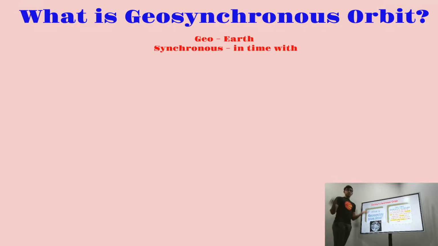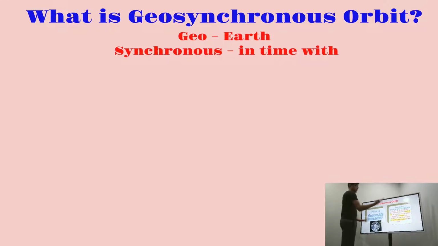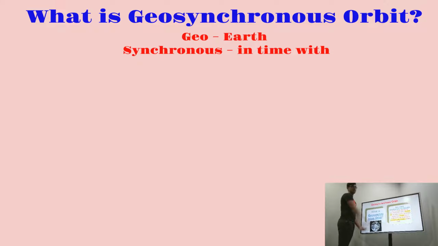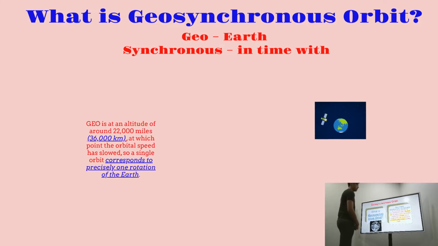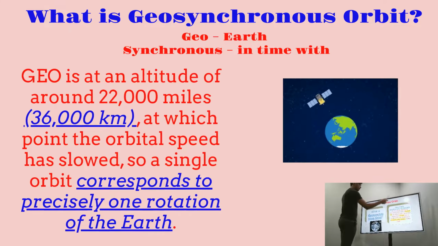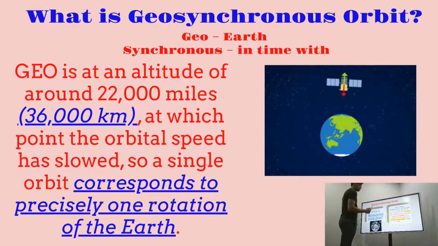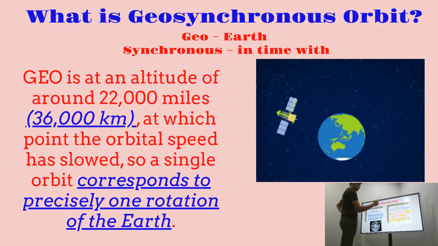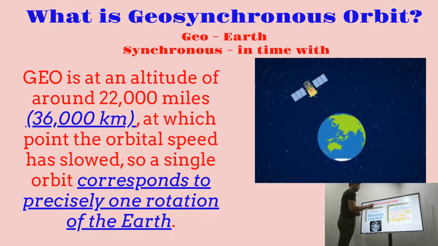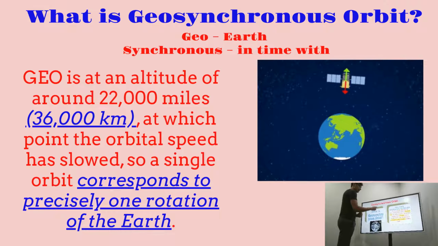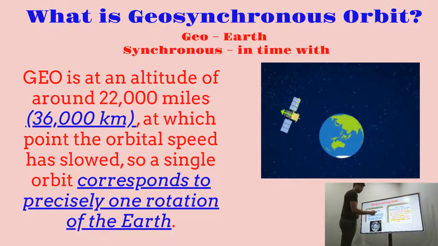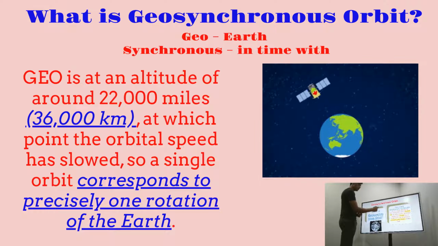If we break the word down into two pieces, geo means Earth and synchronous means in time with. So basically it just means in sync with Earth. GEO is an altitude of around 22,000 miles, which is approximately 36,000 kilometers, at which point the orbital speed has slowed, so a single orbit corresponds to precisely one rotation of the Earth.